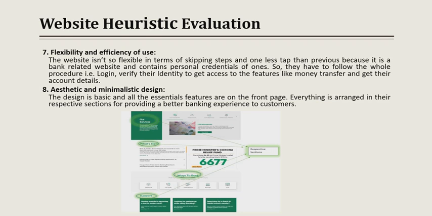So, flexibility and efficiency of use. The website is not so flexible in terms of skipping steps and having one less tab than before, because it is a bank-related website and contains personal credentials. So the indication is that when you log into your account, you have to verify yourself because it is a sensitive account, because the information of the account is very sensitive, and the money and everything in your account is considered to be encrypted. That's why it's not so flexible.